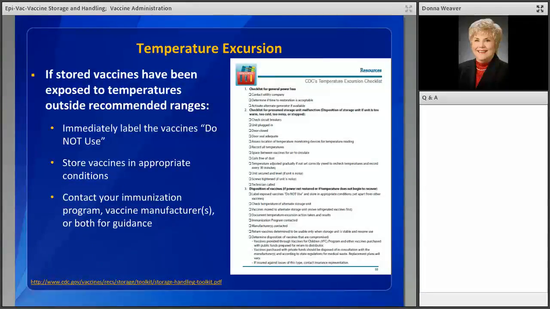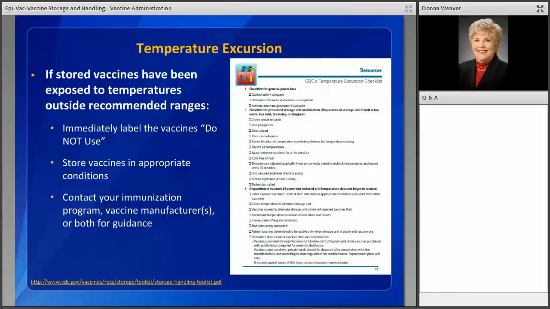Always be sure to take immediate action if there's a temperature excursion, which means there's an out-of-range temperature. However, don't immediately discard the vaccines. Store them properly, separate from any vaccines that are not in question, and mark them "Do Not Use." Then, according to your policies, contact the immunization program, the vaccine manufacturers, or both for guidance.